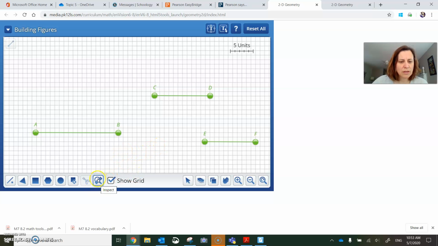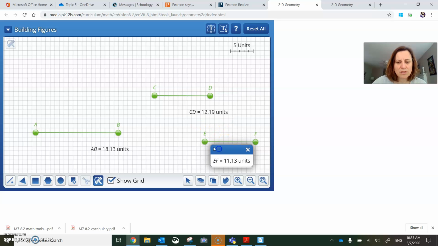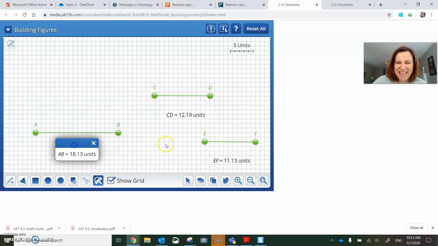This tool here is called Inspect. Inspect is what tells you how long something is or how big an angle is. So I'm going to click Inspect. I'm going to inspect that line segment, this line segment, and this line segment. And I'm going to position these a little bit better, and just keep my eyes on them. Now I'm going to click my select tool, my pointer, again.